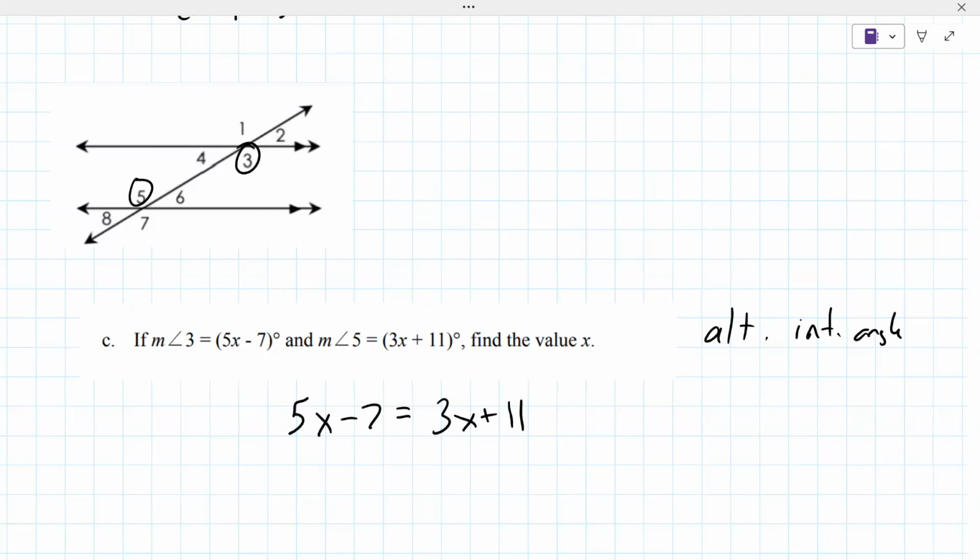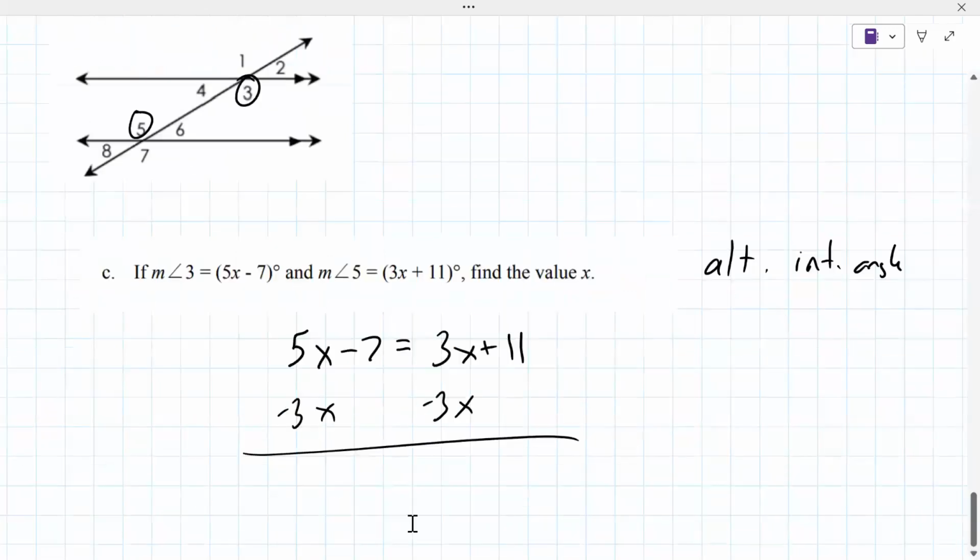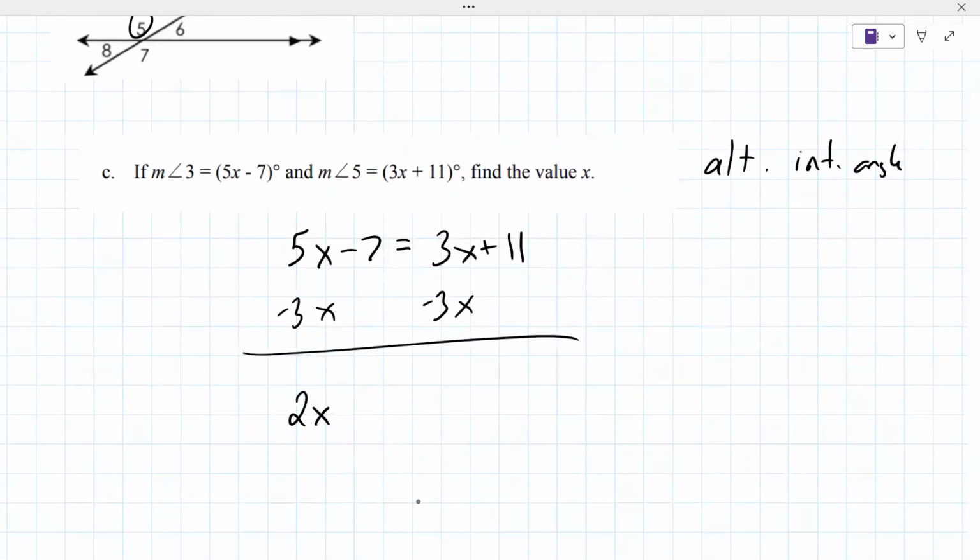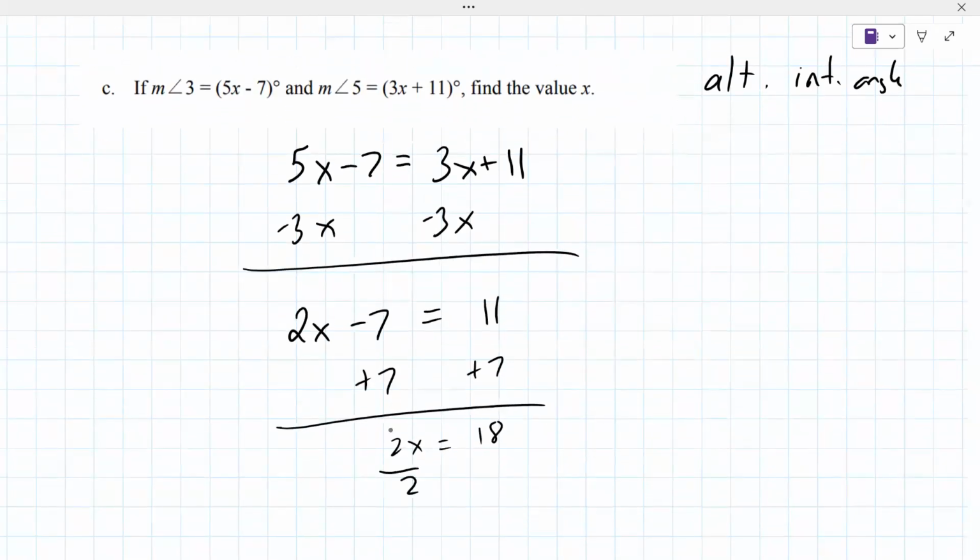So you subtract the 3x, yes, exactly. You subtract 5 by 3x and you subtract 3x by 3x. Then you do the same thing. You add 7 to 11. Good. That gets you 2x equals 18. Then you divide both by 2, and then you get great.